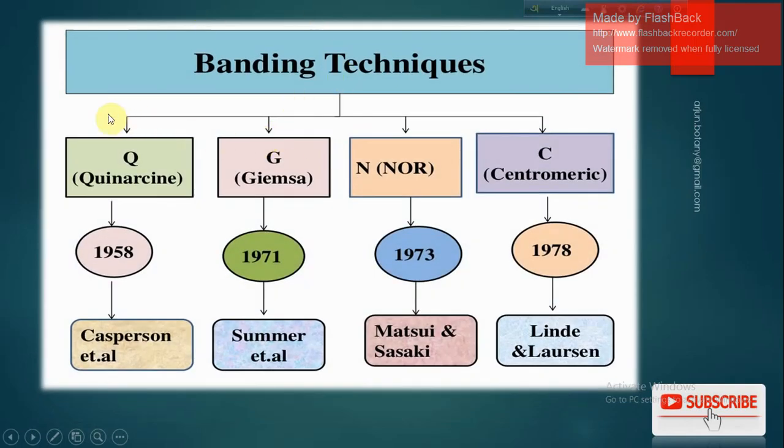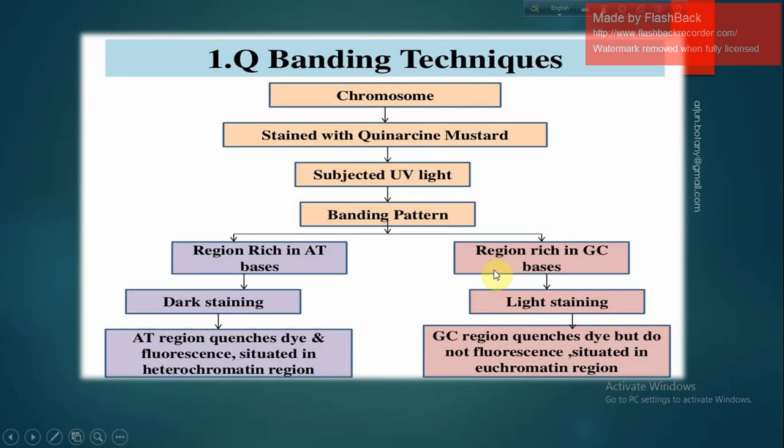Next, the banding techniques. There are four different banding techniques: quinacrine or Q banding, G banding or Giemsa banding, NOR banding, the nucleolar organizer region, and C banding, centromeric banding. Quinacrine and Giemsa are chemical compounds, NOR is based on the secondary constriction of the chromosome, and C banding forms bands at the chromosomal centromere region. These were developed in 1958, 1971, 1973, and 1978. Next, the Q banding.